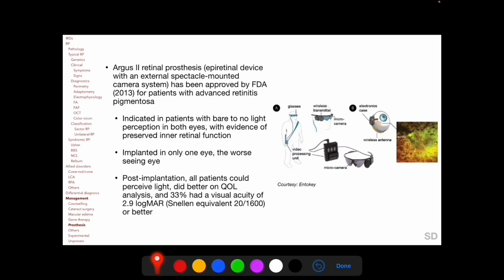The retinal prosthesis is implanted in only one eye, the worse seeing eye, and in clinical trials it has been found that post-implantation all patients could perceive light, did better on quality of life analysis, and 33% had a visual acuity of 20 by 1600 or better.